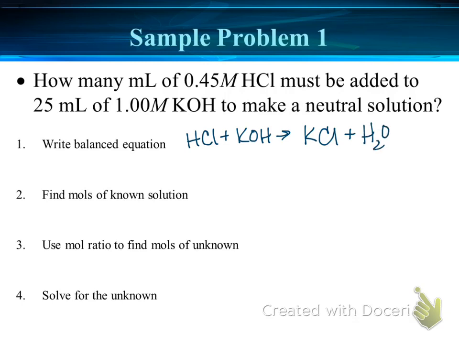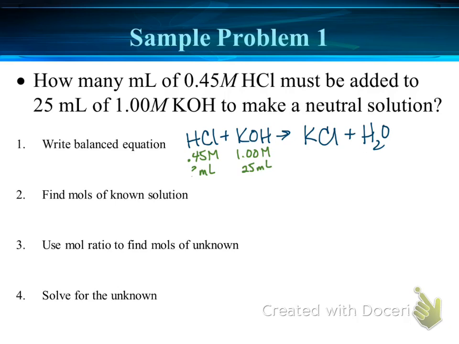I can look and see that I have 1 potassium on each side, 1 chlorine on each side, 2 hydrogens on each side, 1 hydroxide on each side. So this one's nice and balanced. Now when we did our stoichiometry problems earlier in the year, I said to use the equation to help you organize the information. So let's do that again. Underneath hydrochloric acid, I am going to write the concentration, which is 0.45 molar. And I don't know what volume. That's what I'm trying to solve for. Under potassium hydroxide, I have a 1 molar solution, and I have 25 milliliters. So this allows me to see all of the information in simple format.